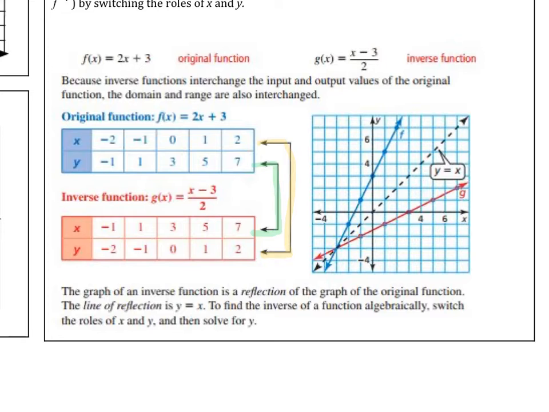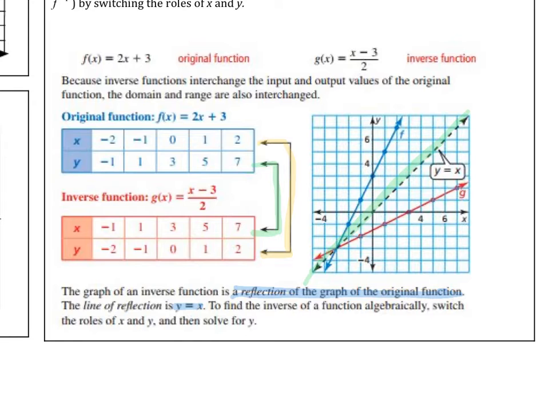So the graph of an inverse function is a reflection of the graph of the original function, and it's reflected over the line y equals x. So y equals x is this line here. So if we put a mirror here, they are reflected across that line.